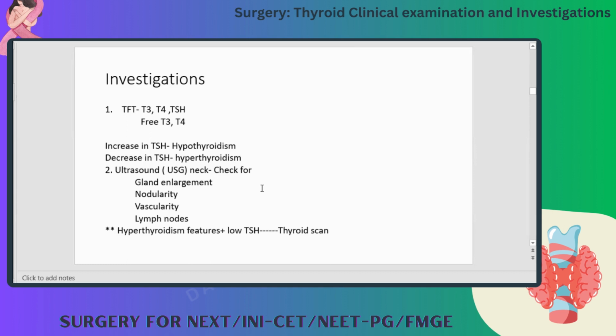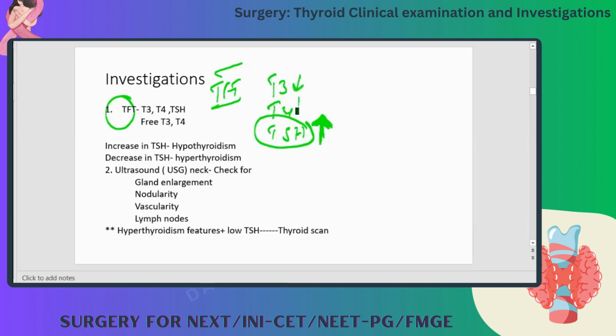Investigations. What is TFT? Thyroid function test. So basically T3, T4, TSH. If TSH is increased, T4 and T3 will be decreased. Then what is it known as? Hypothyroidism. TSH increased, hypo. Decreased TSH with T3 and T4 increased, hyper.